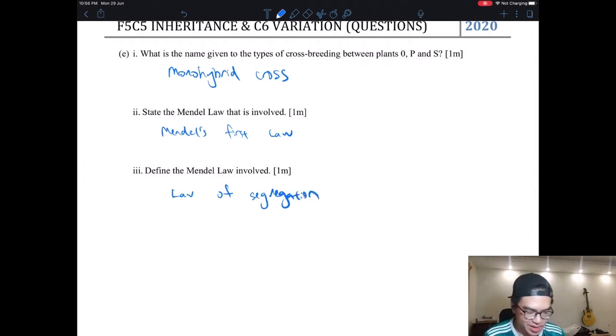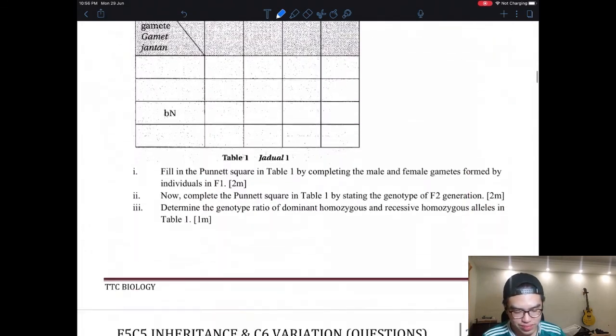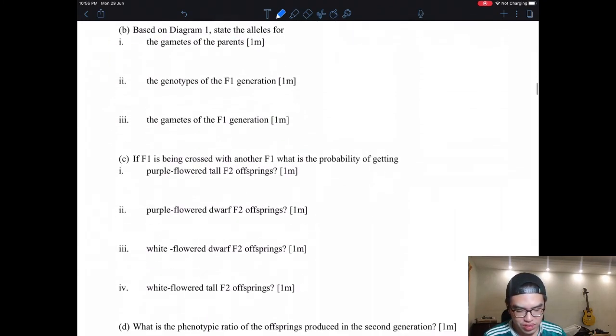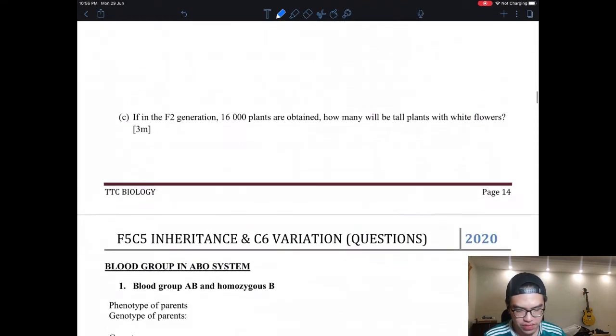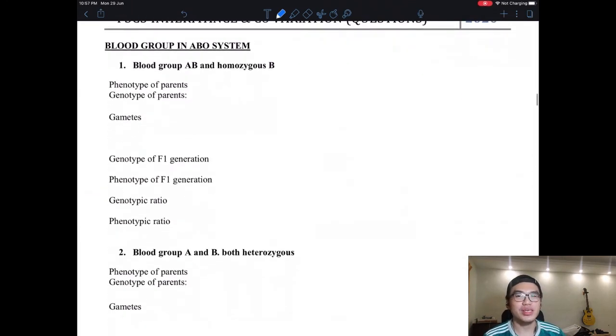Simple. So I'll leave questions 3 and 4 to you to do, since we're running out of time here. For question 5, you can try. Please don't do this. The blood group topic will be covered next week.